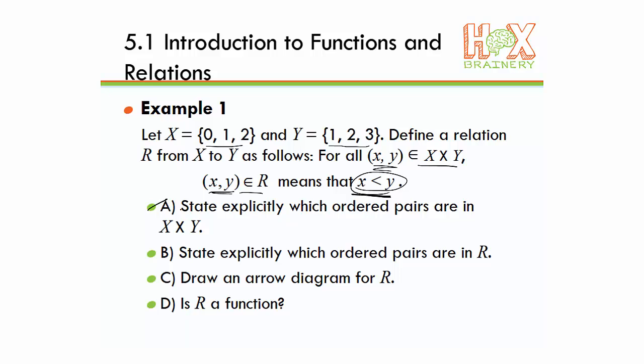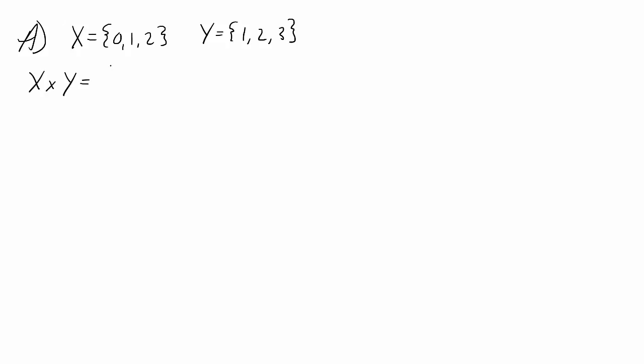So for part A, we're going to state explicitly which ordered pairs are in the Cartesian product. So we're not even looking at the relation yet. We're just doing the Cartesian product between sets X and Y. X is the set containing the elements 0, 1, and 2. Y is the set containing the elements 1, 2, and 3. So if we're doing X cross Y, this is going to be the set of ordered pairs, where the ordered pairs are of this form.